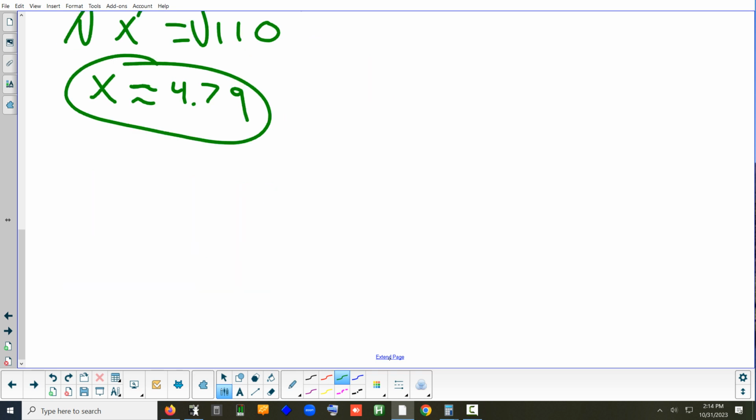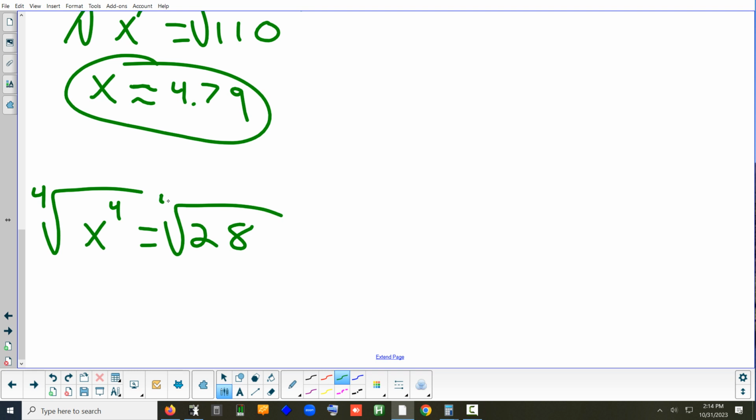How about if I had x to the fourth equals 28? What would we have to do to get rid of the power of 4? Like the fourth square root or something. I don't know how to say it correctly. Yeah, it's just take the fourth root. Take the fourth root of both sides.